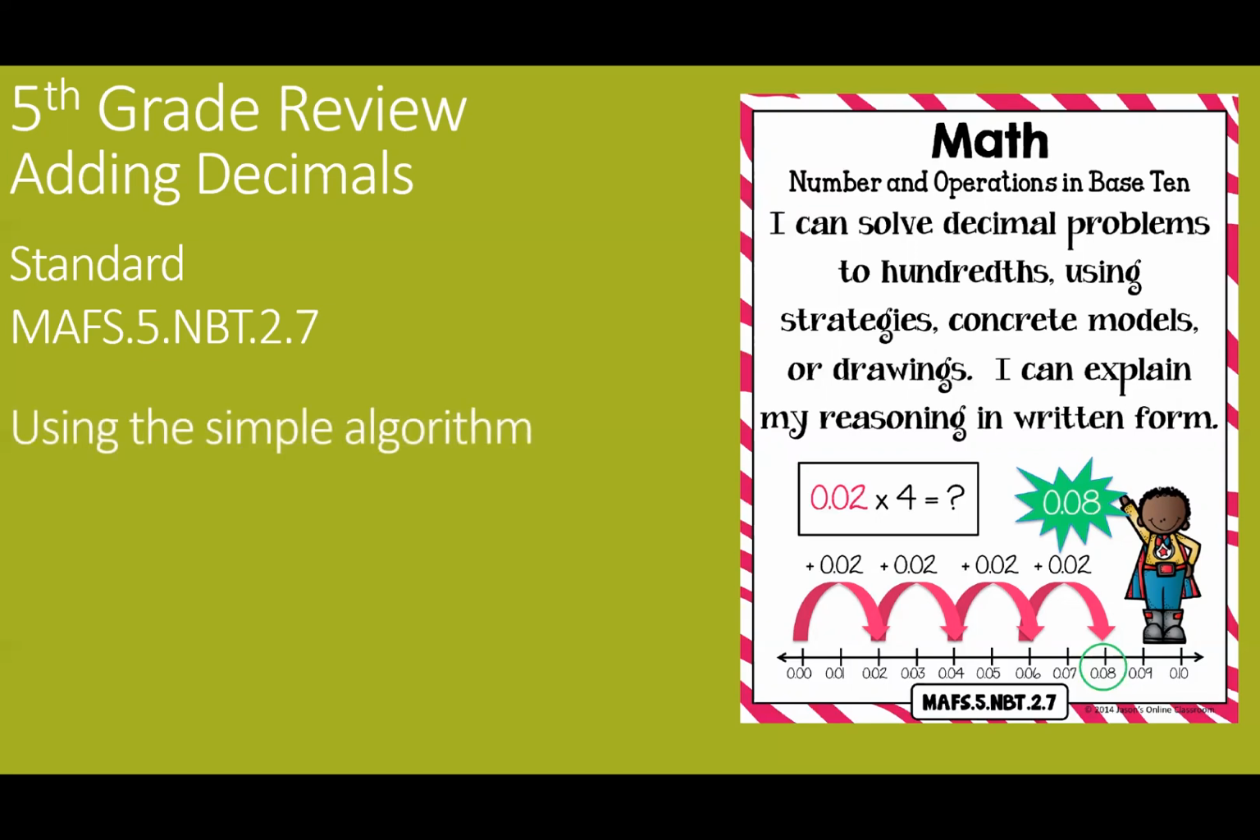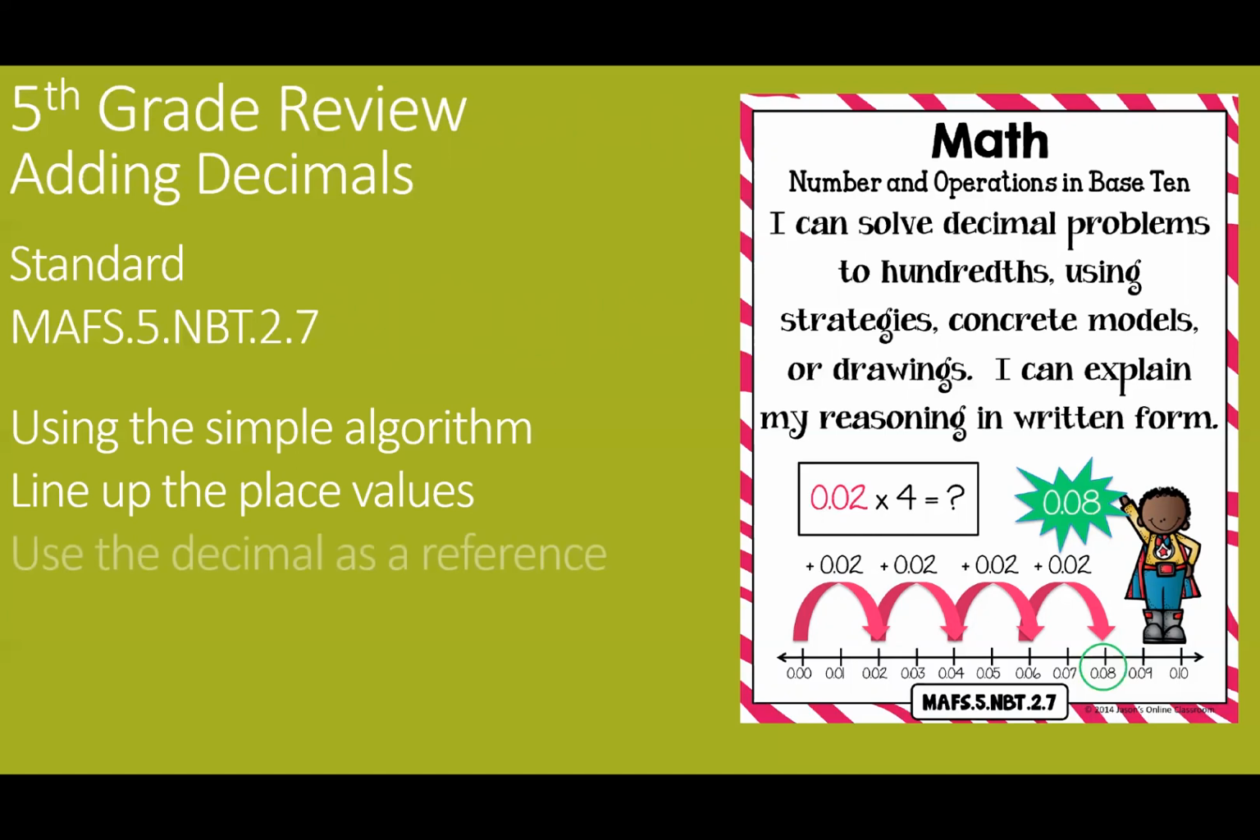So we're going to use that simple algorithm, which is just the plain way of lining up your numbers and adding them. And when we line them up, we're going to line up using those place values, just like when you add a 2-digit number plus a 1-digit number. But the difference here is that the decimal will help us as a reference. A lot of times you will hear someone say, line up the decimals. And yeah, we line up the decimals because the decimals are always at the end of a whole number. They're always after the ones place.